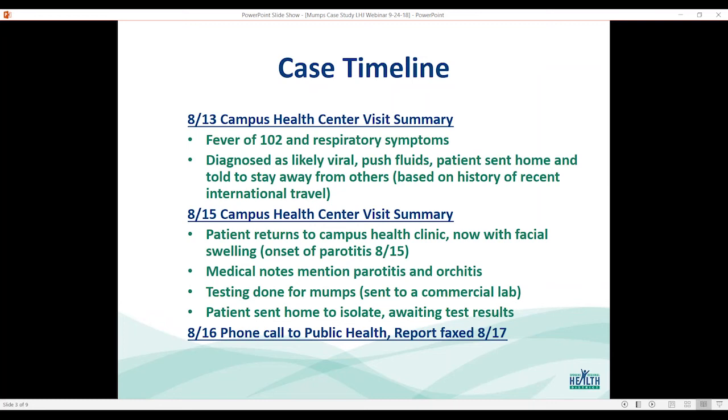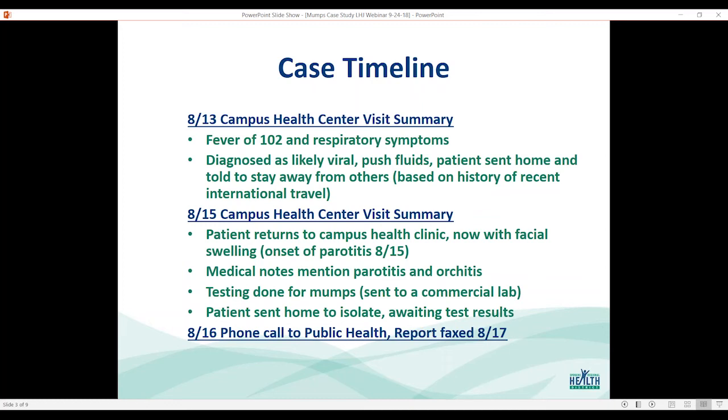Case timeline. So the details of this case began August 13th with the first visit to the campus health center, and the patient presented with a fever of 102 and respiratory symptoms. The patient was diagnosed as having likely just a viral illness, was told to push fluids, and was sent home and told to stay away from others. That was based on that person's history of recent international travel, but no testing was done at that time.